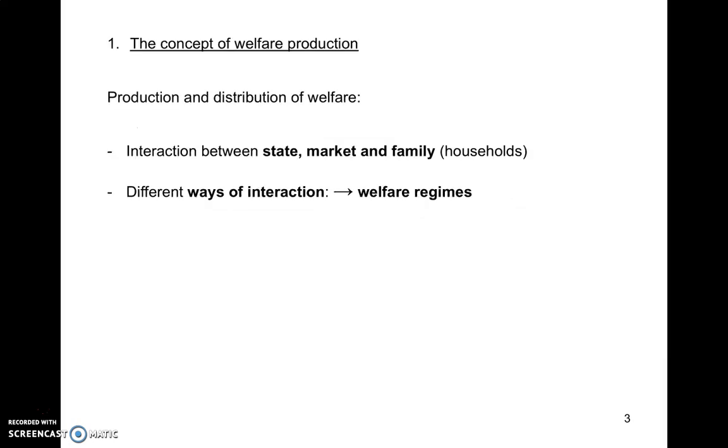Societies organize the production and distribution of welfare in different ways. The concept of welfare production distinguishes three main spheres: the state, the market, and the family. The way in which they interact defines a welfare regime.